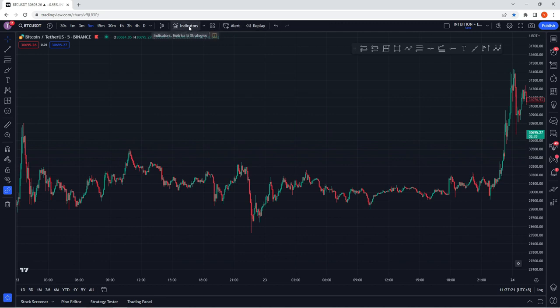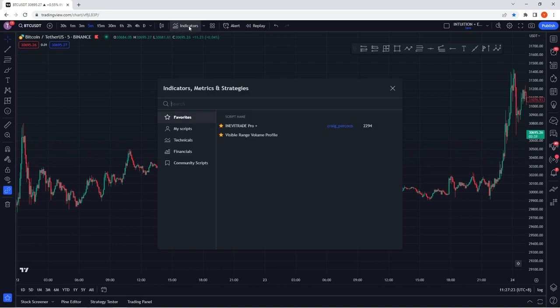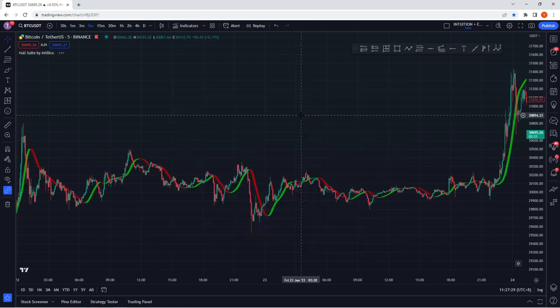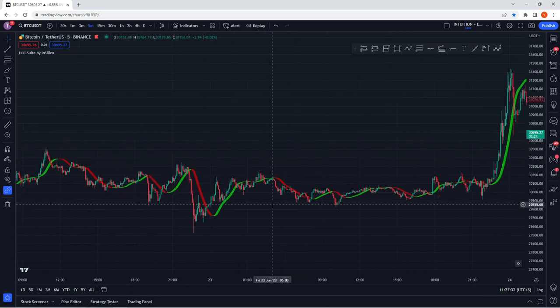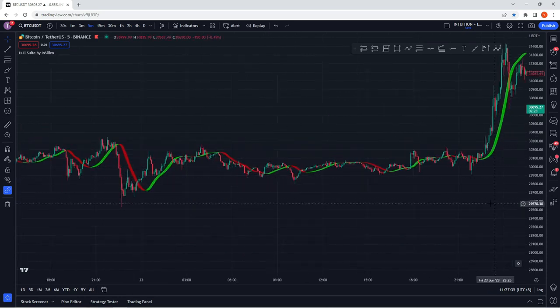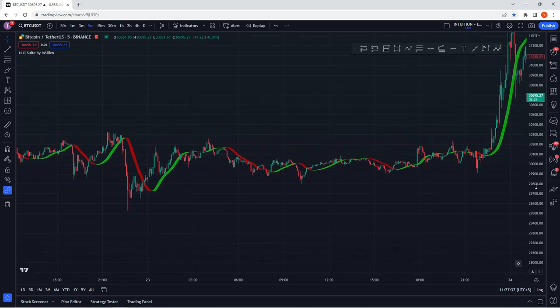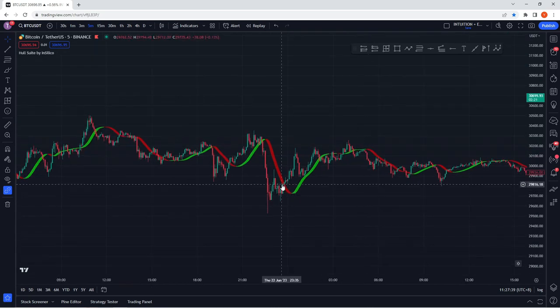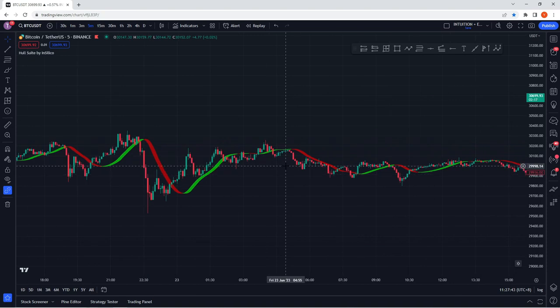So the first indicator that I'm going to be talking about will be the house sweep indicator. Search up house sweep under the indicators, click on this, and you'll see that we have this red and green line. So what do these red and green lines mean? If you watch my other videos, you realize that this is the EMA, the exponential moving average. The house sweep acts in a similar way.